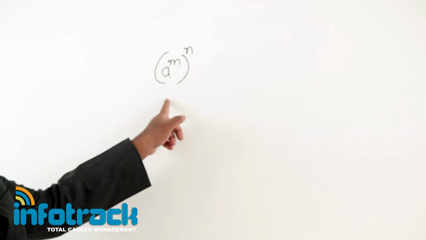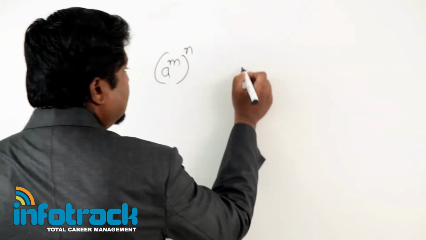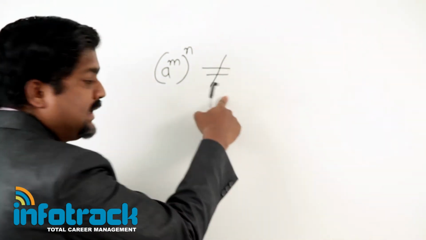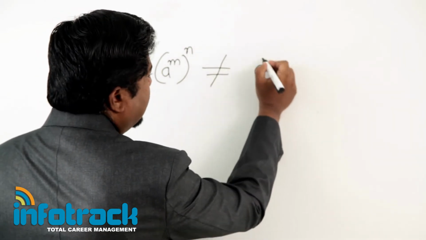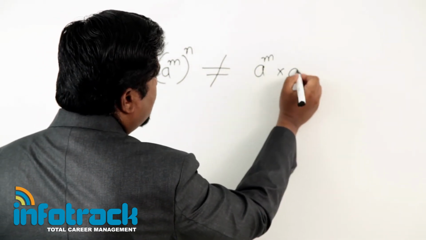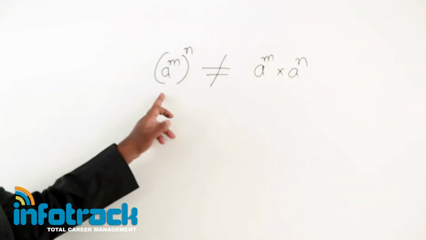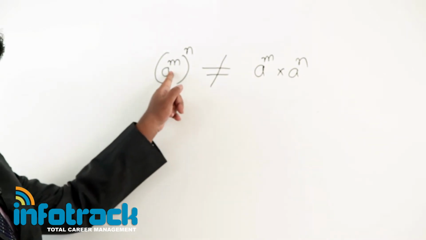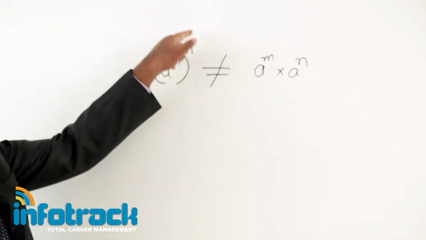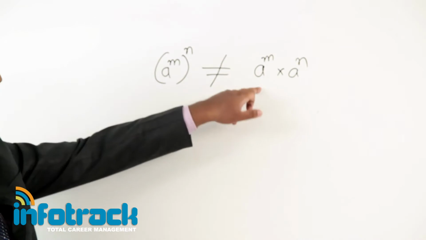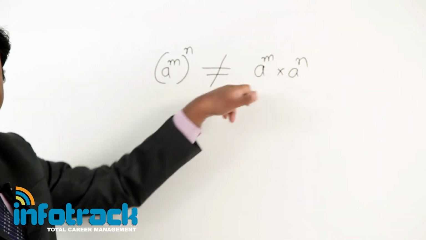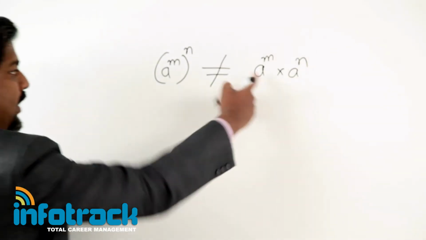See, this case is different. This is not equal to a raised to m into a raised to n. Both things are different. First it is a raised to m, whatever figure is there of that nth indices, whereas it is a raised to m into a raised to n, base is same. So this is not equal to this.